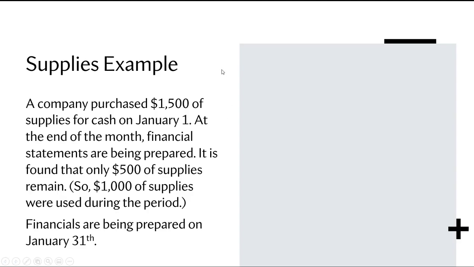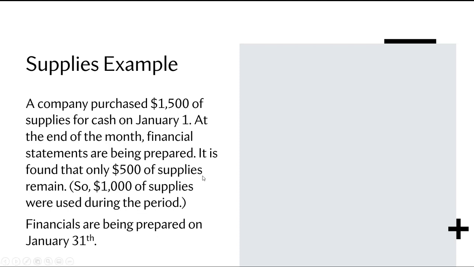So, supplies expense. A company buys $1,500 of supplies for cash on January 1st. At the end of the month, financial statements are being prepared. So, remember, you can prepare financial statements monthly, quarterly, every year. In this case, it's the end of the month. It's found that only $500 of supplies remain, so $1,000 of the supplies were used up during the period.